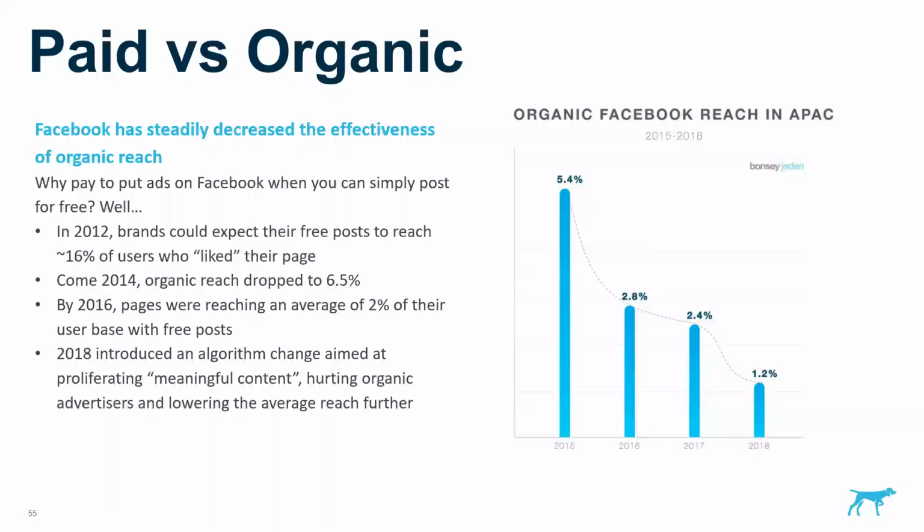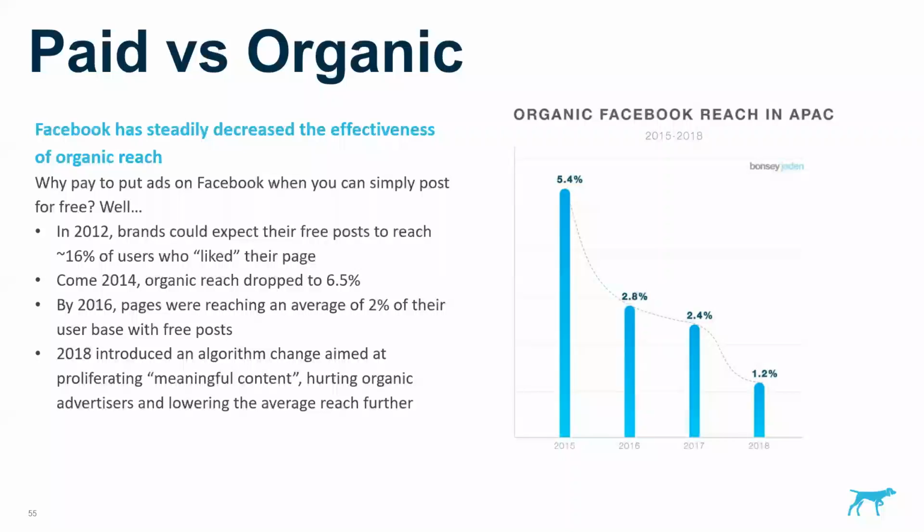Back in 2012, brands could expect their free posts to reach around 16% of their users, which in and of itself doesn't even seem that high. That is, of course, accounting for people who aren't coming onto Facebook anymore, but 16% isn't huge to start with. By 2014, algorithm changes meant that organic reach dropped to 6.5%. By 2016, pages were reaching an average of 2% of their user base with their free posts.